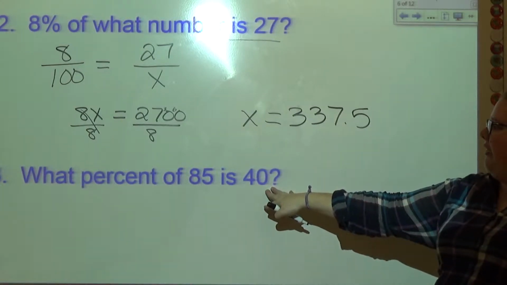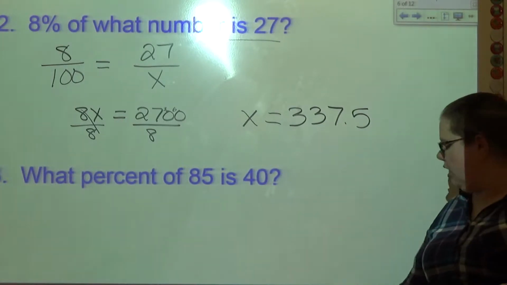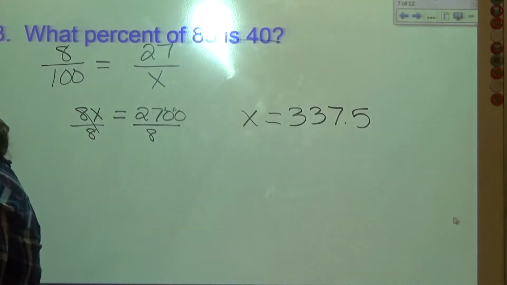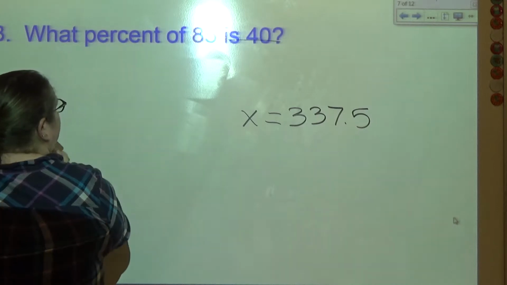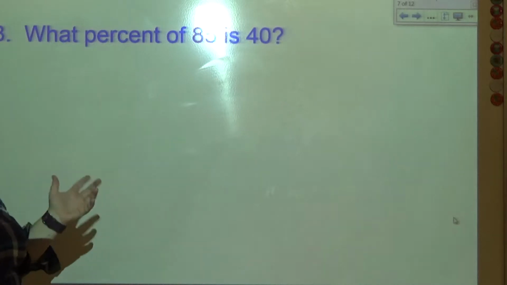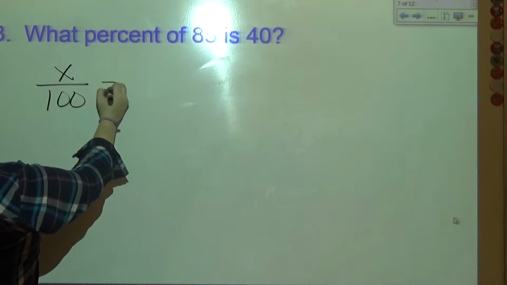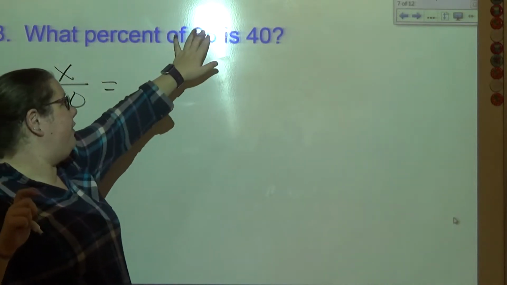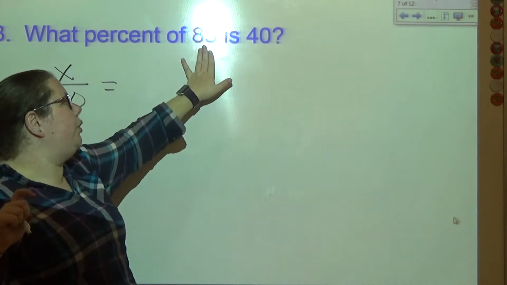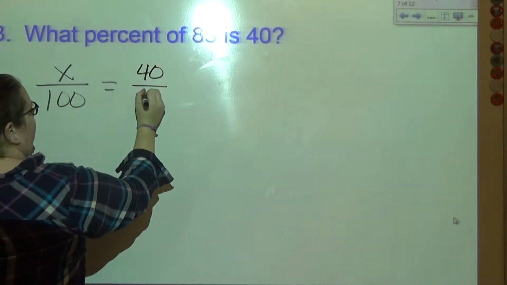What percent of 85 is 40? I think I put this on the next slide. Did I not? Yeah, okay. Let's go to the next one. What percent of 85 is 40? So think about this logically. We don't know our percent, so my x out of 100. Some percent of 85, my whole, is my smaller part. Some part of my whole is my part. So 40 is over of.